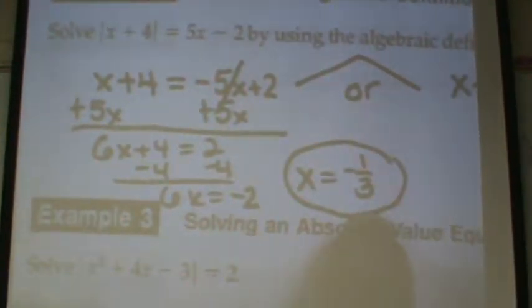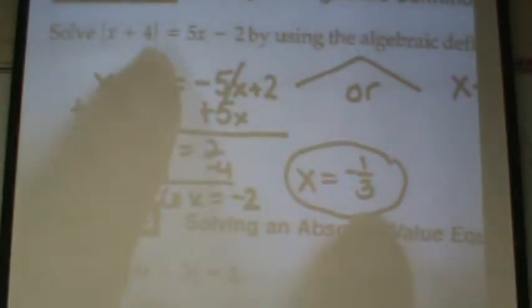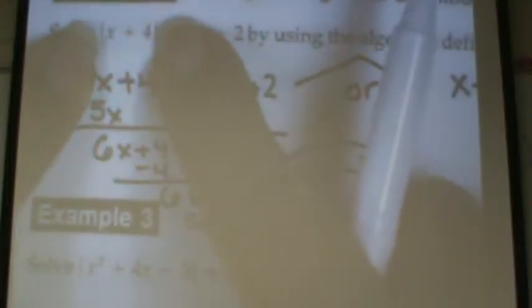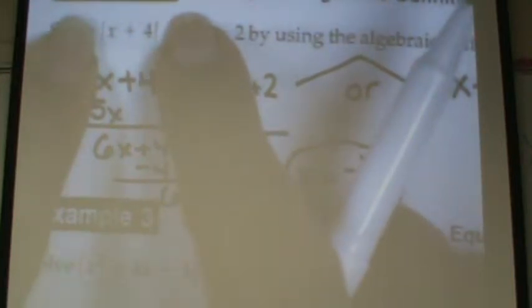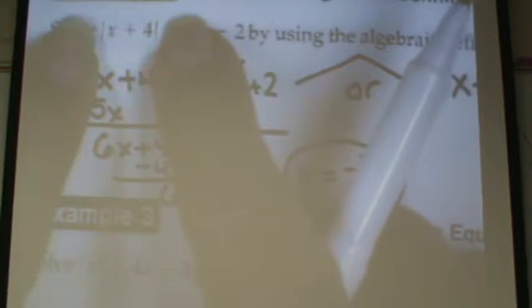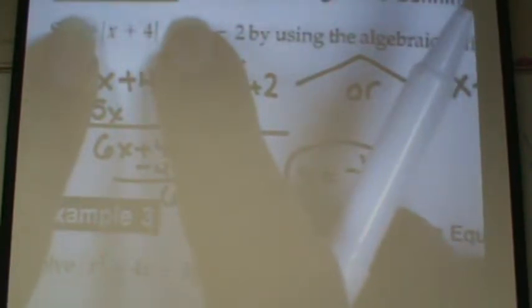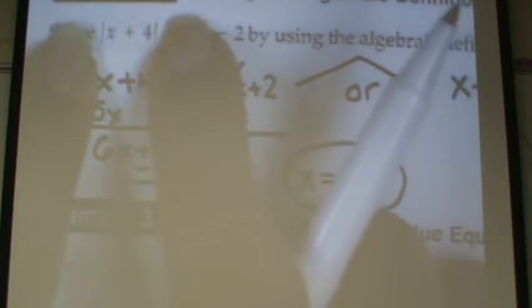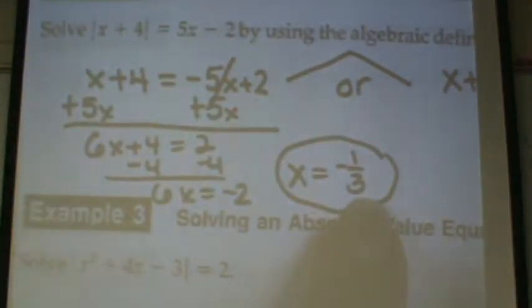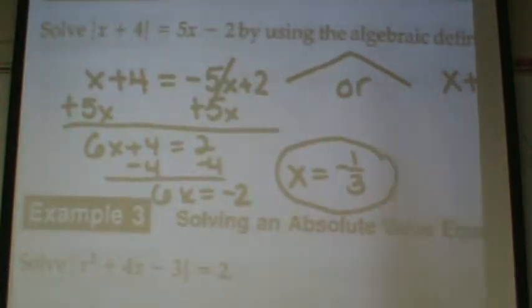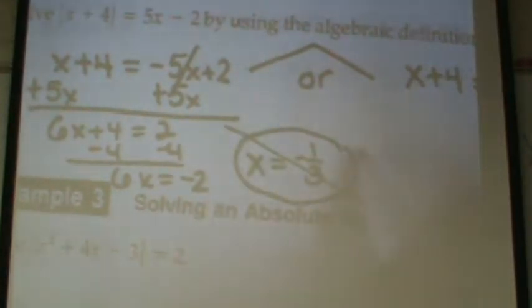Well, after putting this number in here, I know, common sense, it's not going to work. When I take the absolute value of any number, does it come out positive or negative? Positive, right? You can do negative 1,000,000, and the absolute value of negative 1,000,000 is 1,000,000. But over here, when you do 5 times negative a third, you're going to get a negative number, minus 2 is another negative. So a positive number can never equal a negative number. So this is an example of an extraneous solution.